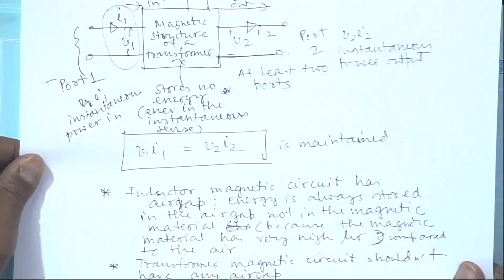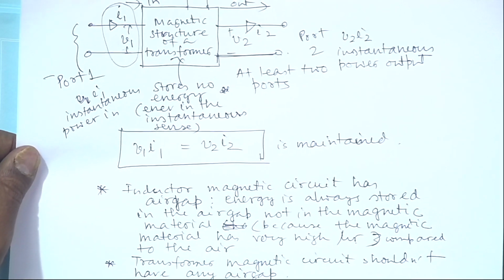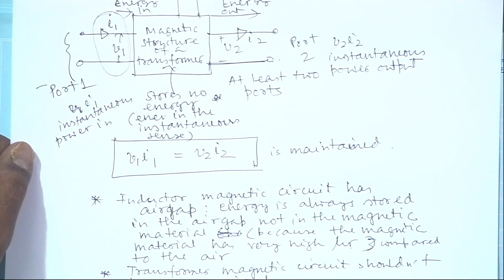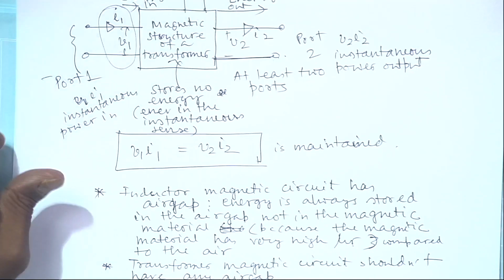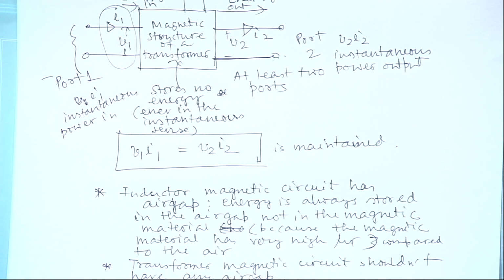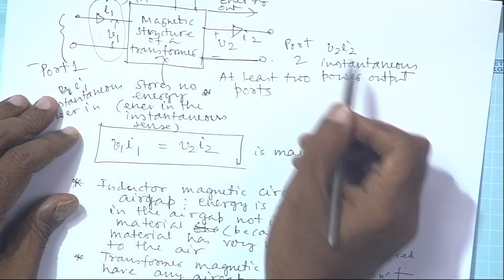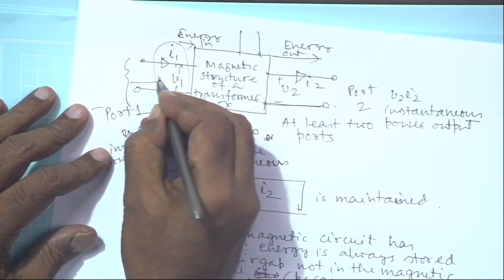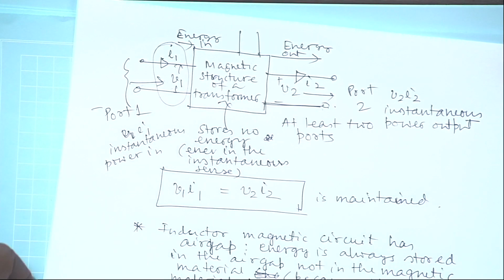So, this is the philosophical difference between a transformer and an inductor, and how each is used in an electrical network. In the electrical network, we use the transformer for transfer of power. Power is coming in through this port and going out through the other port. That is the transformer's basic role.